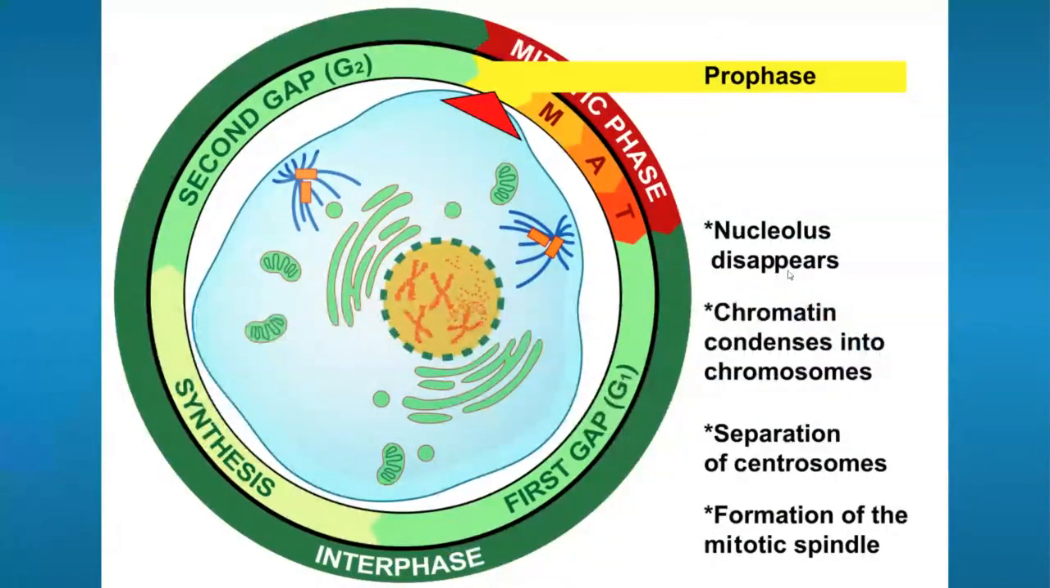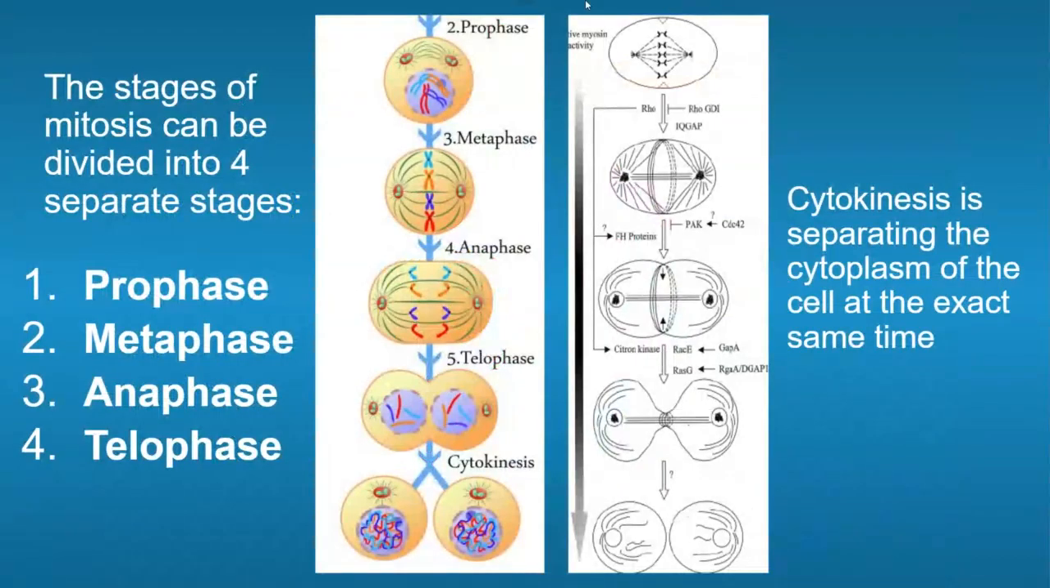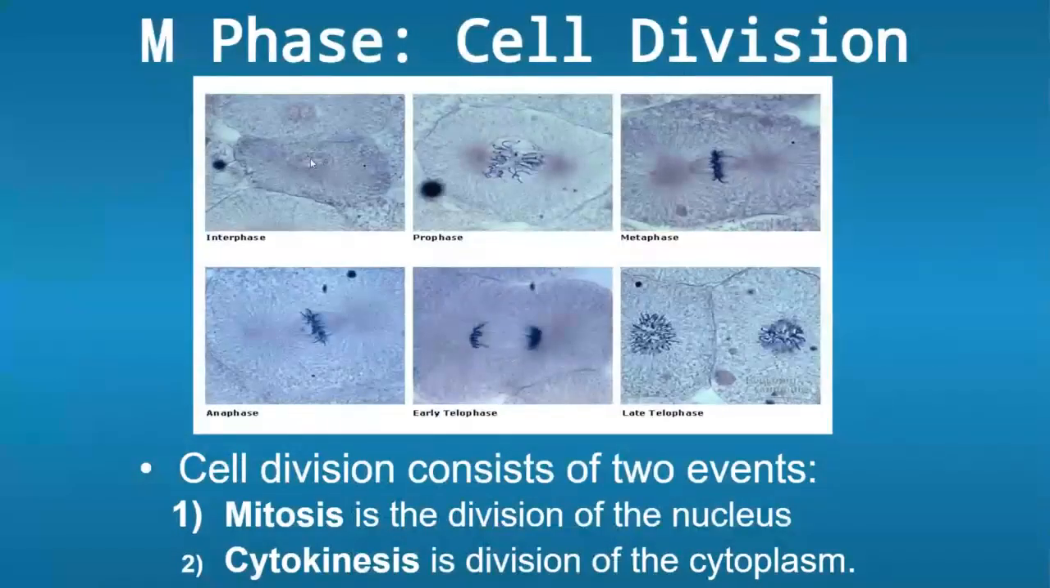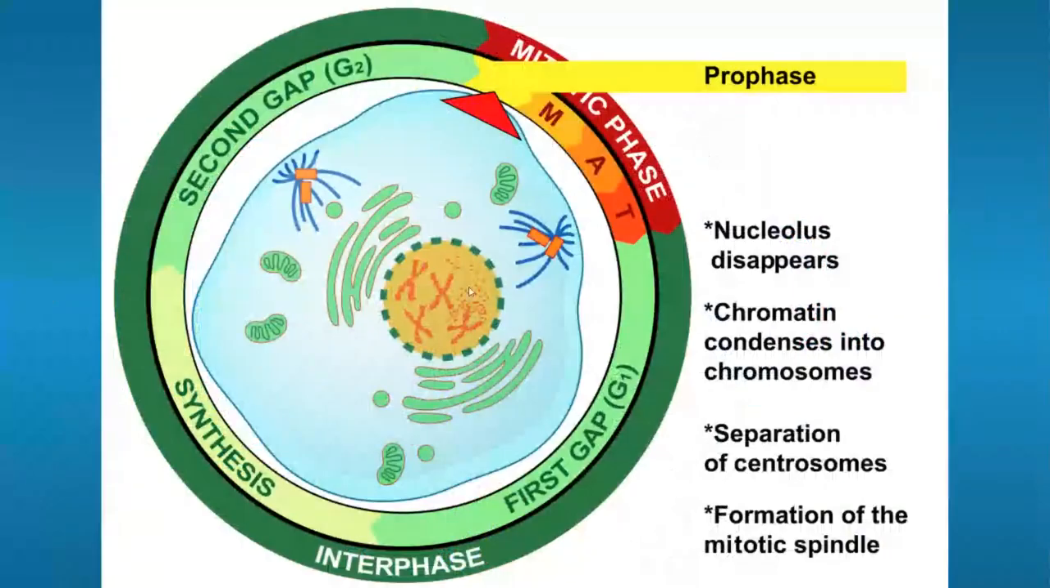So let's review prophase. Prophase is the first phase of mitosis, and this is where the nucleolus is going to disappear. The chromatin, which is just the jumbled up DNA inside of the cell that you can see right here, actually starts to condense and form into distinct chromosomes. So we start to see the chromatin form into distinct chromosomes, and then the centrosomes will separate and go to either side, one on one pole and the other on the other pole, and they will start to form these mitotic spindles or these spindle fibers.